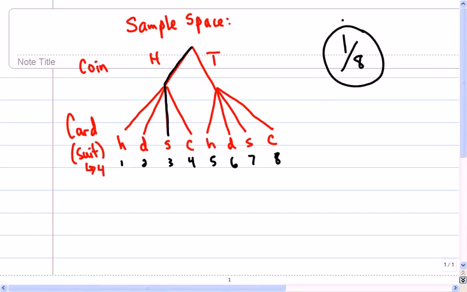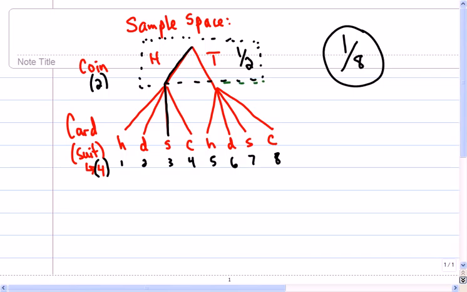Now, how can we shortcut this? Well, if we take a look at what we're actually doing here, there are 2 items in the coin sample space, and there are 4 items in the card sample space. Which branch am I illustrating? Well, the coin represents 1 out of 2 possible outcomes. So this is flipping a coin at 1/2.